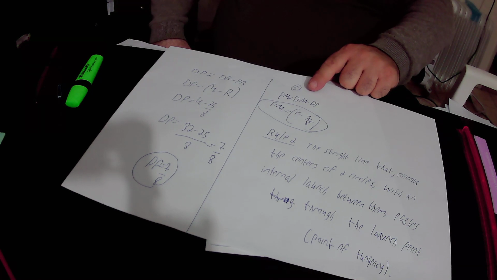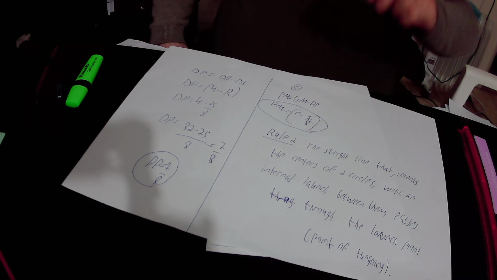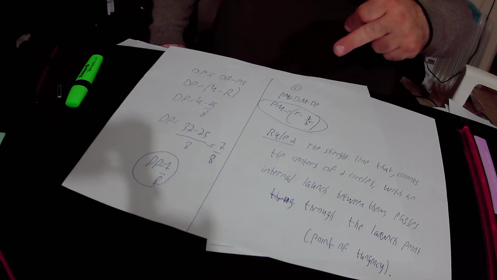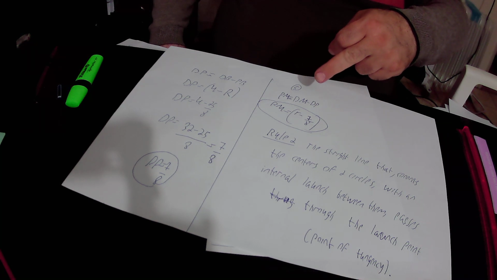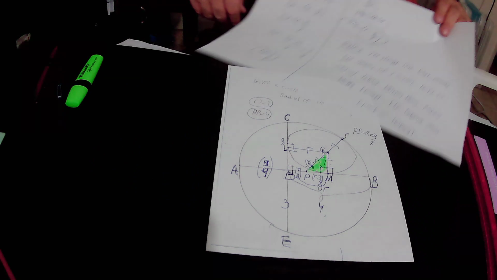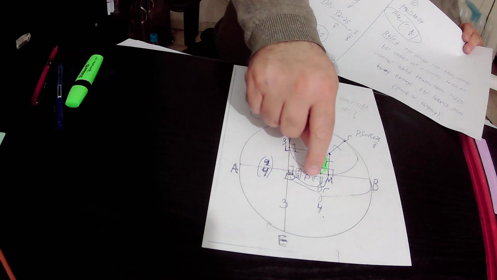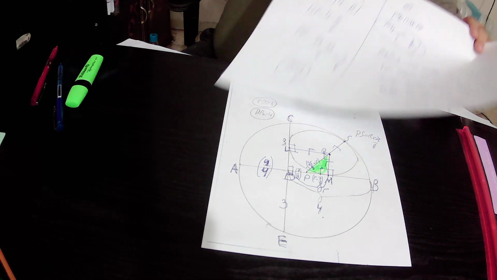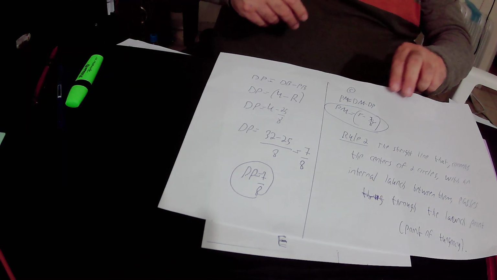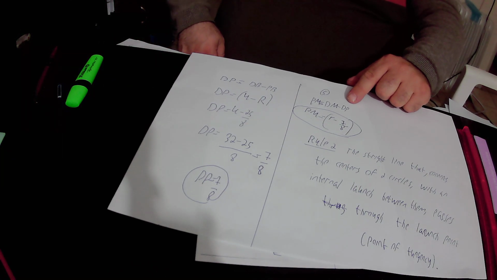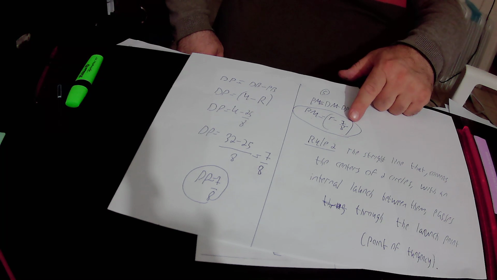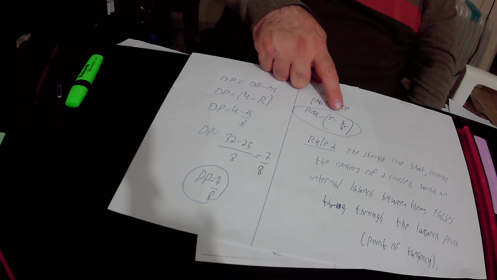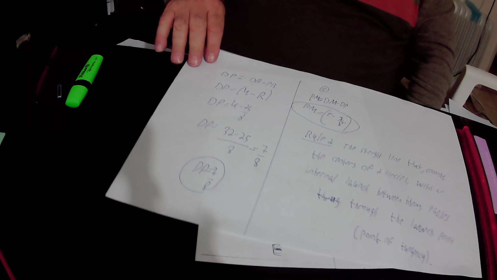So PM equals DM, that is the radius. We have already found out that DM is the radius, it equals the radius of the small circle. Here, DM equals small r, the radius of the small circle. And dP, we have already found out, equals 7/8. So in conclusion, PM equals R minus 7/8. Okay?